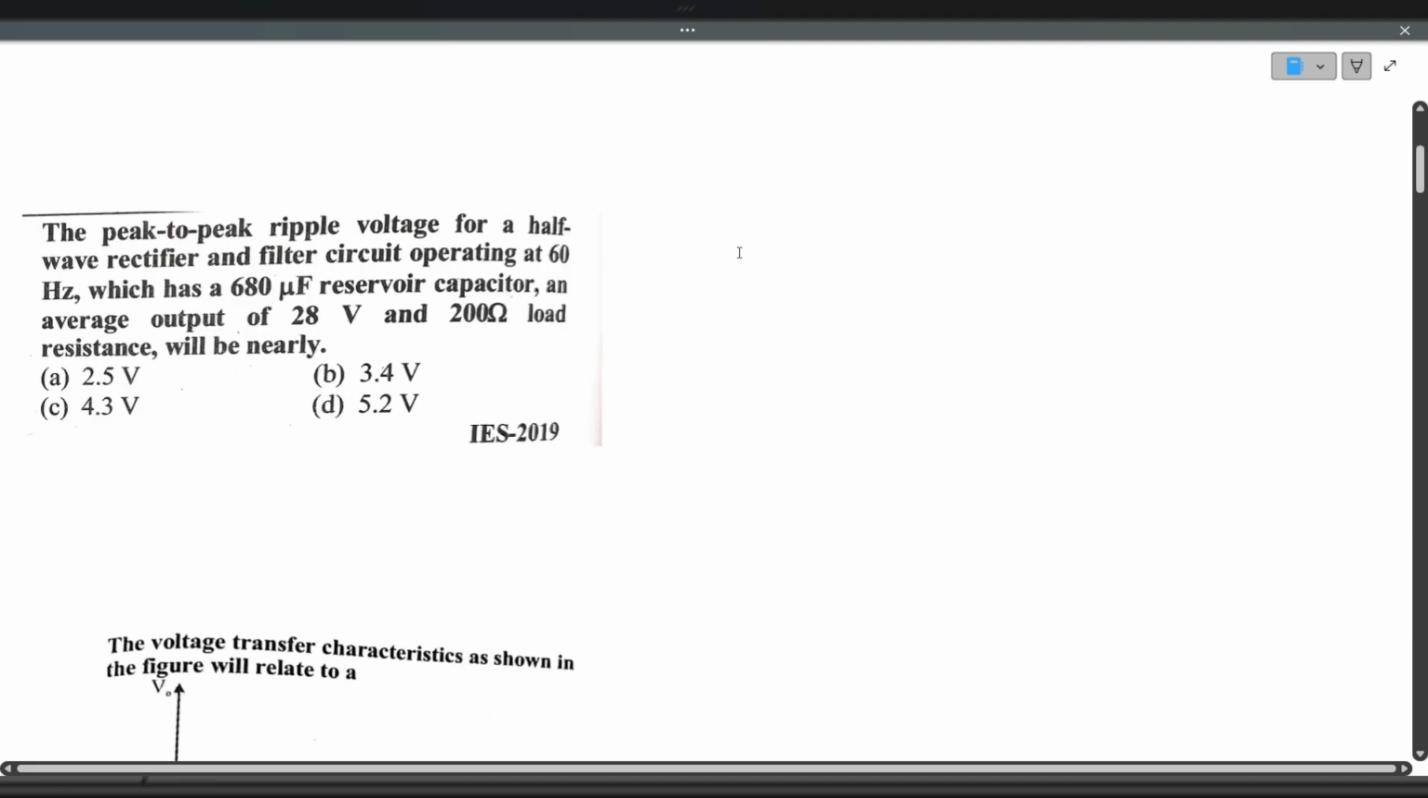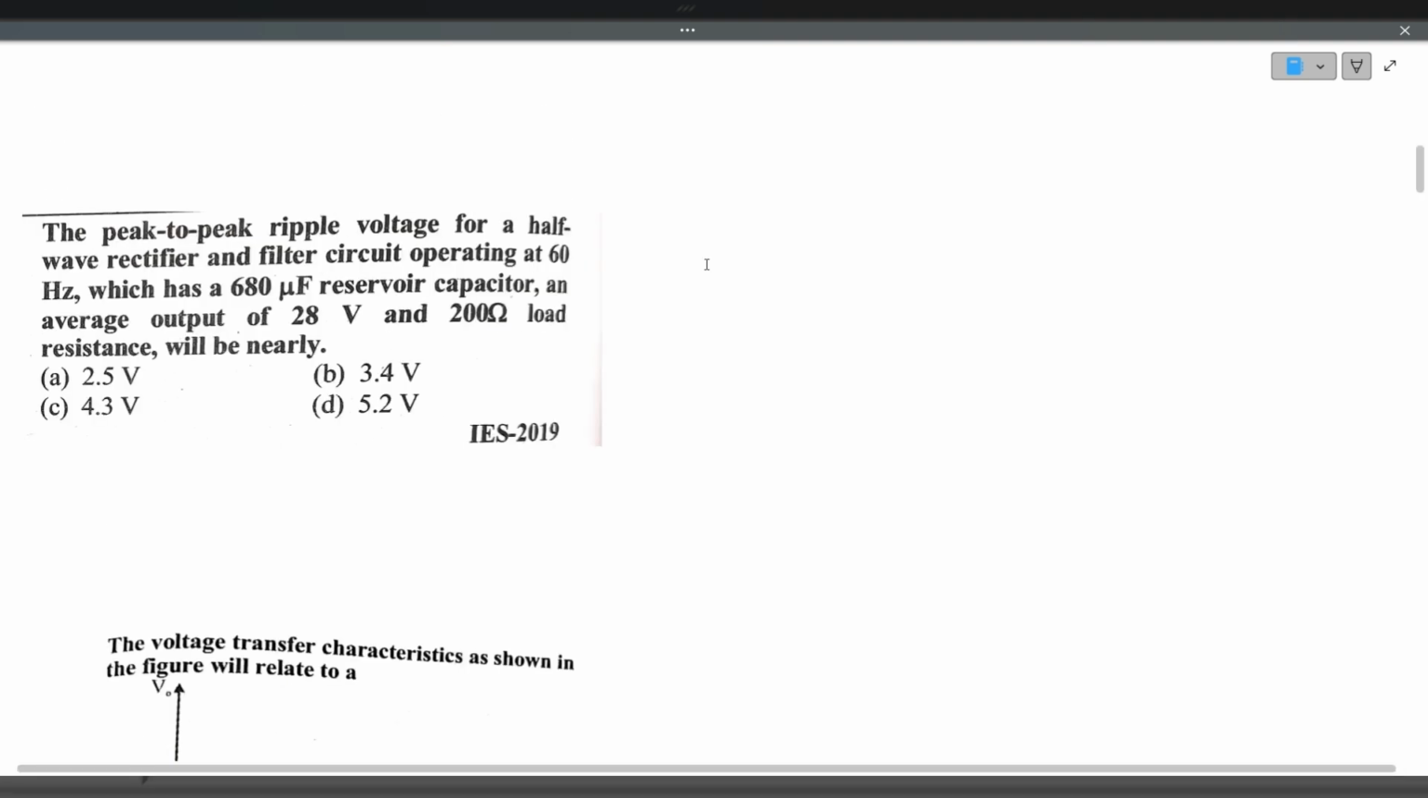Now we'll see the next question. The peak to peak ripple voltage of a half wave rectifier and a filter circuit operating at 60 Hz, which has a capacitance of 680 microfarads, and the average output voltage is 28 volt and load resistance is 200 ohms. So he's asking for ripple voltage here.